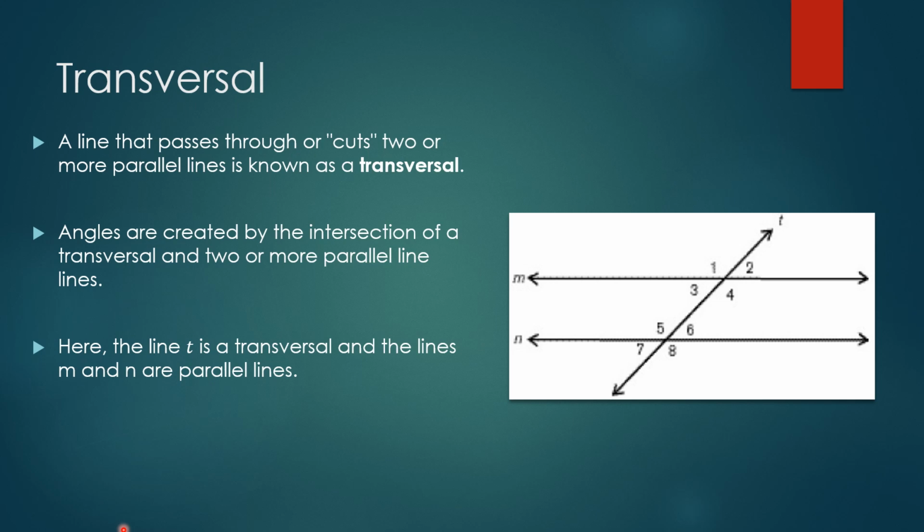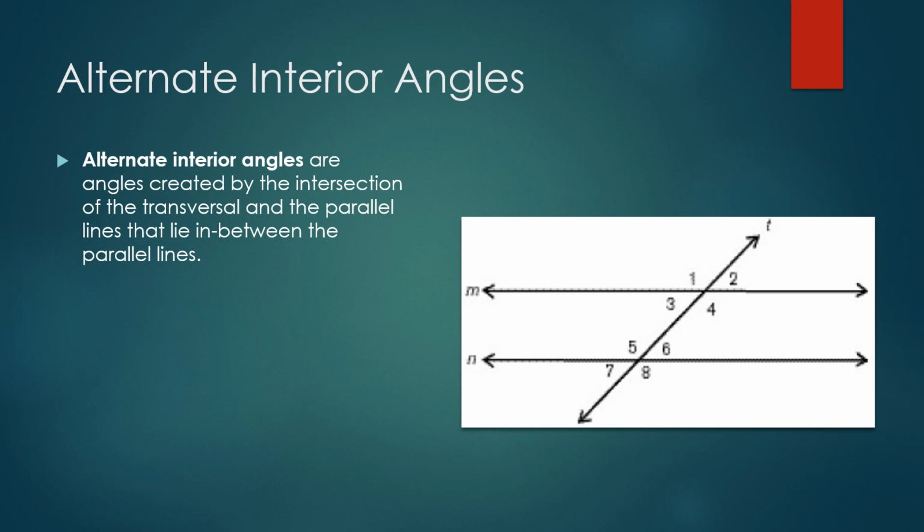So again, the line T is a transversal, and the lines M and N are considered parallel lines. So let's talk about one of the first types of angles that are made with a transversal. Here we're going to have alternate interior angles. These are angles created by the intersection of the transversal and parallel lines that lie between the parallel lines.